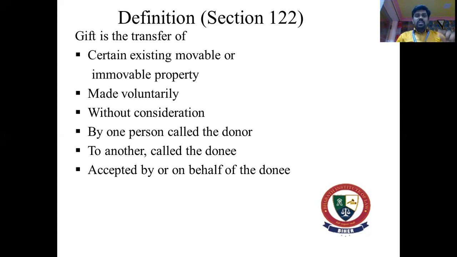If we look into the definition, it clearly says it shall be an existing movable or immovable property, and it shall be made voluntarily. So property in the nature of future, a property which you may incur in the future, shall not be given as a gift. You can give the property which is existing as on the date on which the gift deed is made.